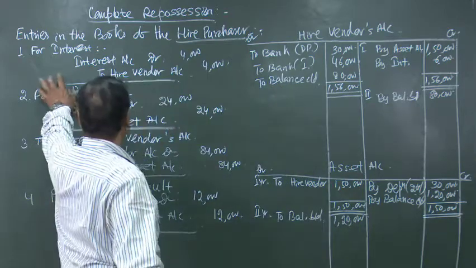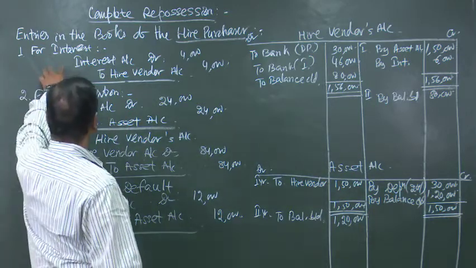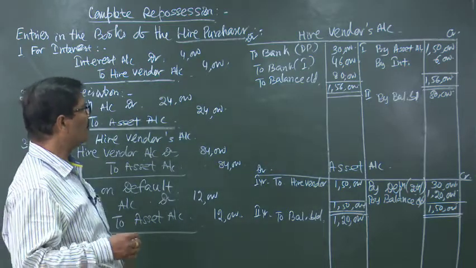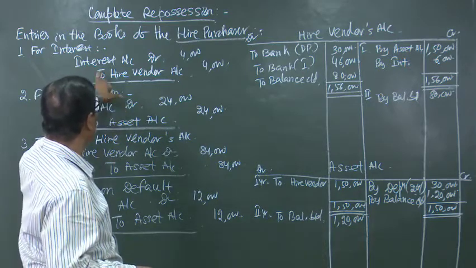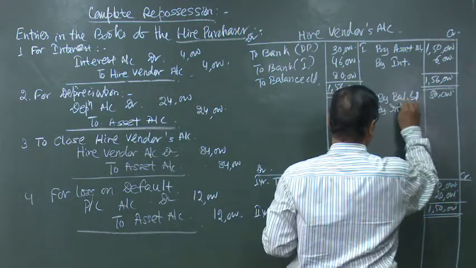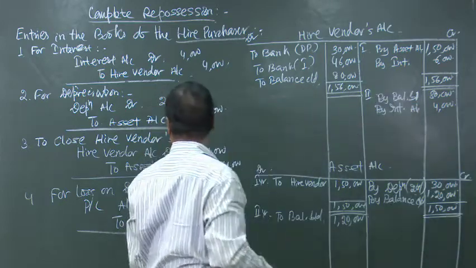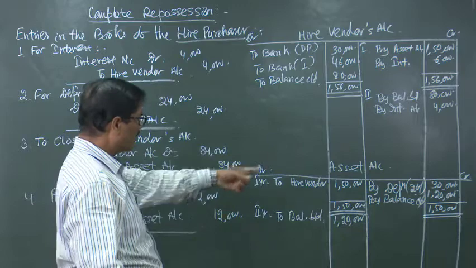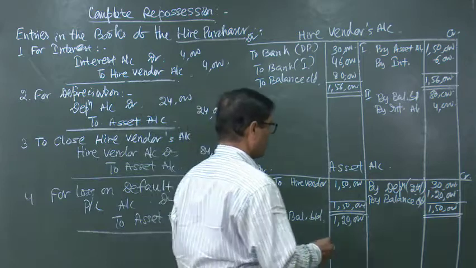Now, come to the second year. In the second year, as usual, interest and depreciation entries will be passed. The entry for interest is interest account debited to hire vendor account. We are not preparing the interest account, but we are maintaining the hire vendor account, so the hire vendor account is credited by interest 4,000. Then coming to depreciation, the entry is depreciation account debited to asset. Similarly, we are not preparing the depreciation account, but the asset account, and the asset account is credited by depreciation 24,000.